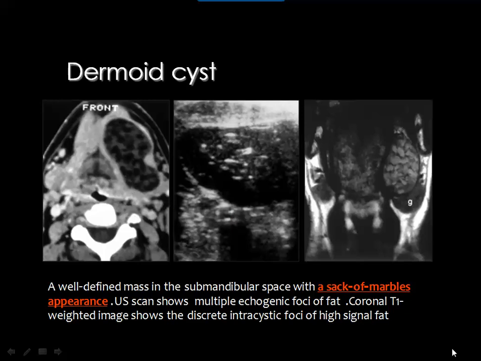Then if you see a lesion like this, and this lesion did not show the sack of marbles sign, it contains simple fluid, then the diagnosis will be a ranula, which is the cyst that occurs lateral to the midline plane.